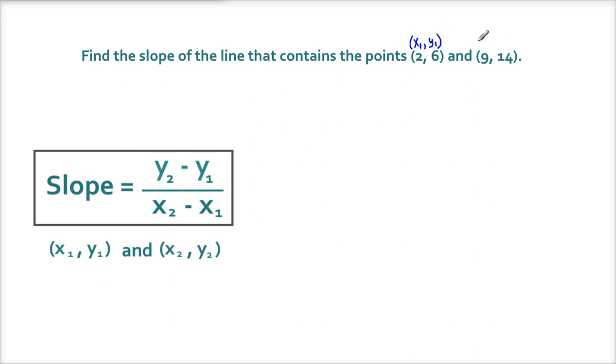And then the second point is x2 and y2. And I could have switched them. I could have made this the second point and this the first one. It doesn't matter, just as long as I keep the 1s together and the 2s together. Now we simply substitute in these values where they show up in the slope formula. So the top of the fraction is y2 minus y1. So we are saying that y2 is 14 and y1 is 6. So those are the y values that we are subtracting.